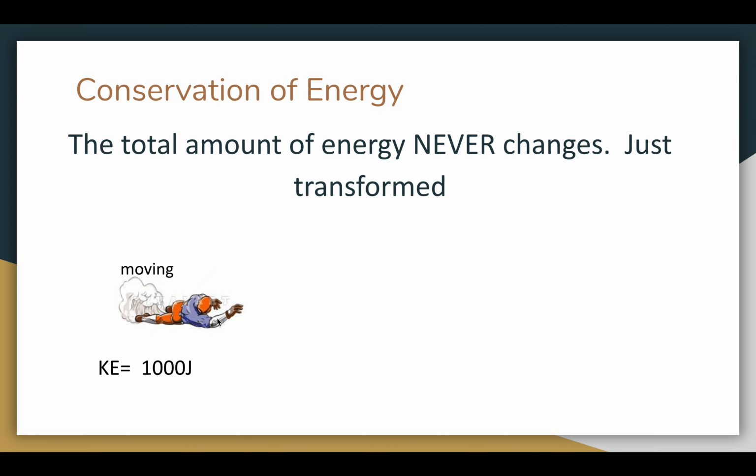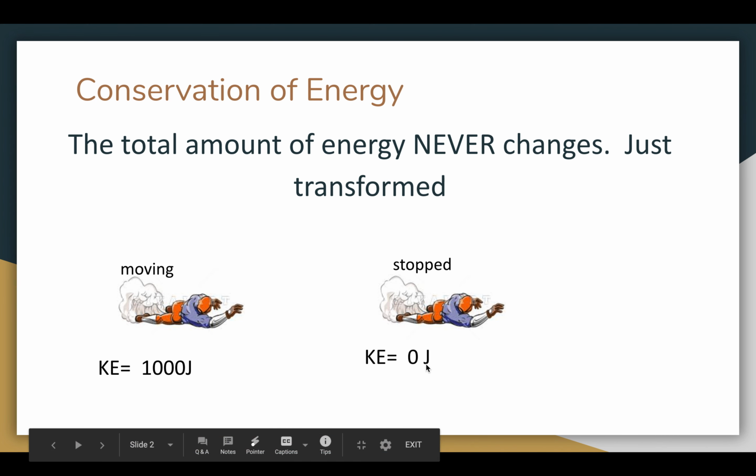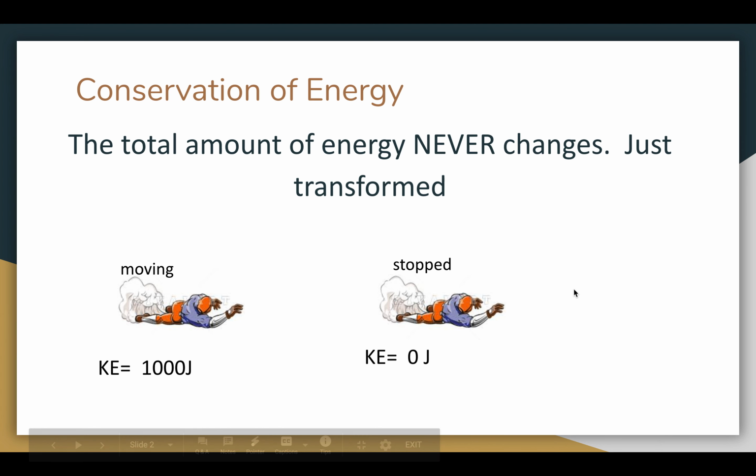So what happens at the end of the slide? Well, now he's stopped. He's slid into second base, he's safe. So where did that kinetic energy go? If he's no longer moving, now he's got 0 joules of kinetic energy. So what happened to this 1,000 joules? Did we destroy it? No, we did not destroy it.